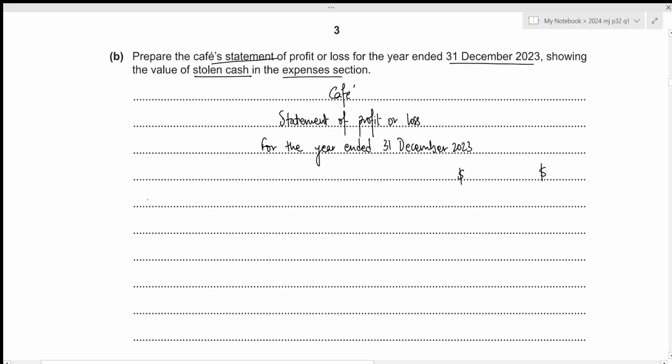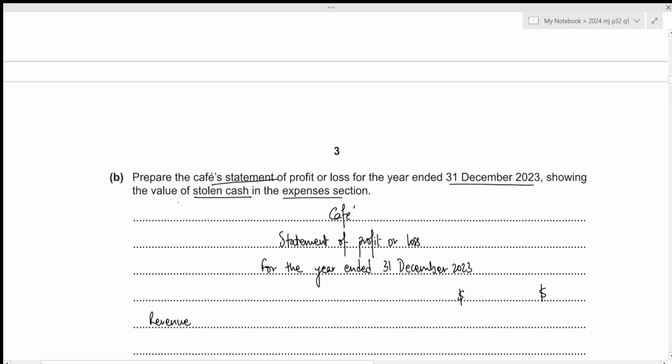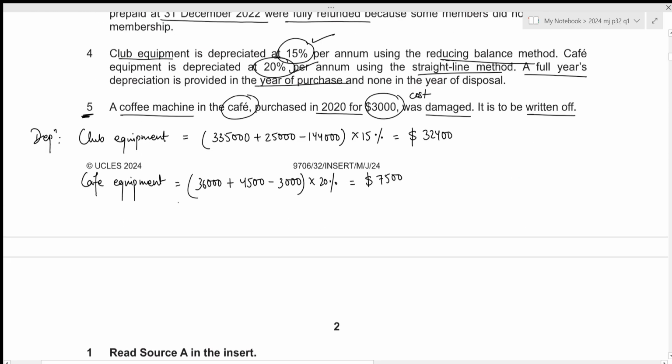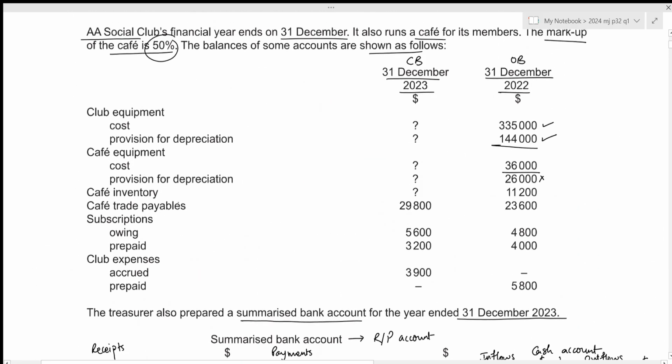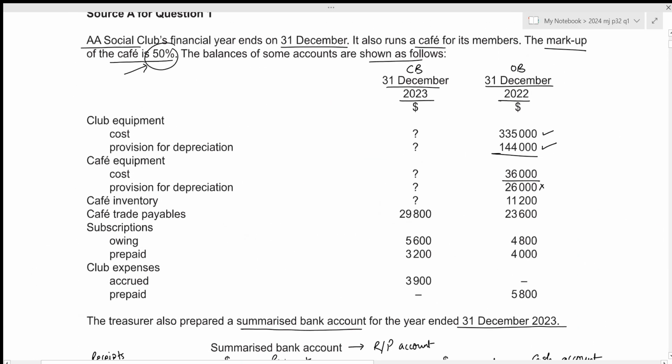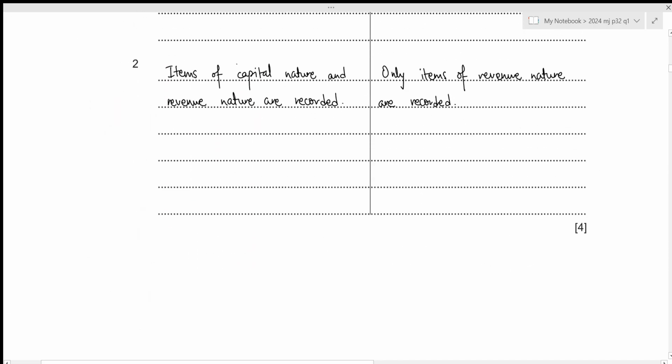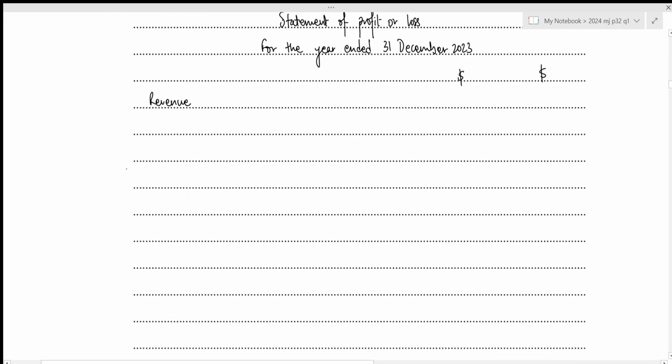Okay, we always start with revenue, but in this case, we do not have any information regarding revenue. Rather, we have been given the markup. And the markup for CAFE was 50%. So in order to calculate the revenue, the formula will be cost of sales times 1 plus markup, which in this case is 50%. So the first step will be to calculate the total of the cost of sales. So let's move towards the cost of sales section.